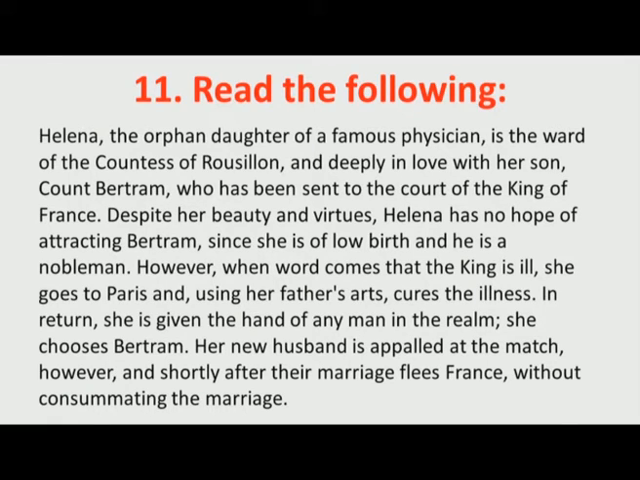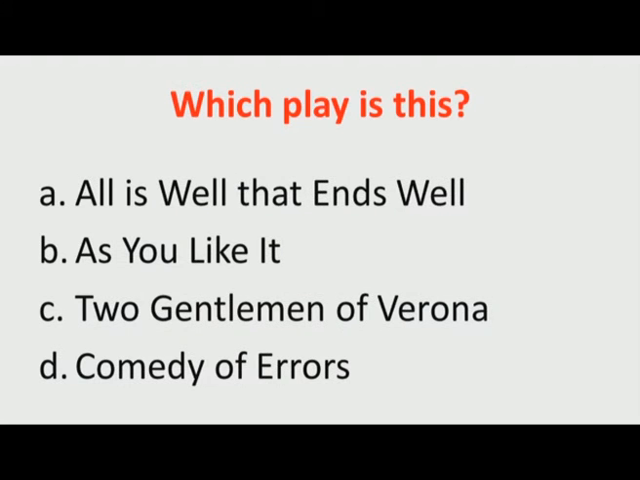A Shakespearean play. Look at the names, even if you haven't read the play. Where do you find these characters? Which Shakespearean play has these characters? So, their choices are A. All's Well That Ends Well, B. As You Like It, C. Two Gentlemen of Verona, D. Comedy of Errors.